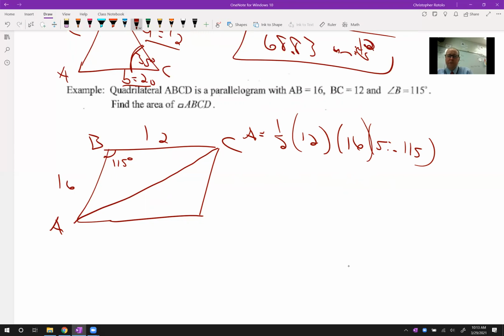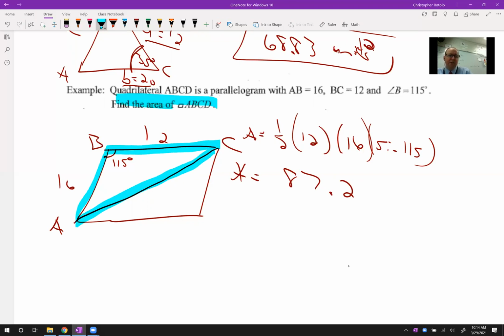Let's plug all this in. Half of 12 is 6, so we're at 6 times 16 times sine of 115. Okay, so let's go with 87.2. Now, what did we just find? We found the area of this triangle, but the question isn't asking for that, is it? Find the area of the whole thing. So what are we going to do? We're going to multiply this by 2. We're going to double it up, and we get about 174, and no units again, so units squared.